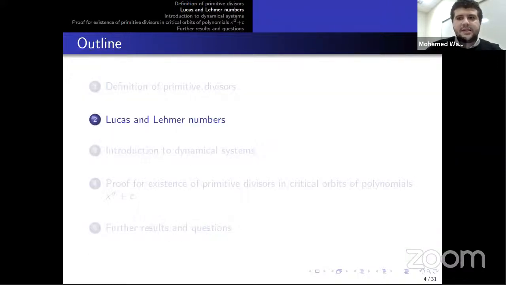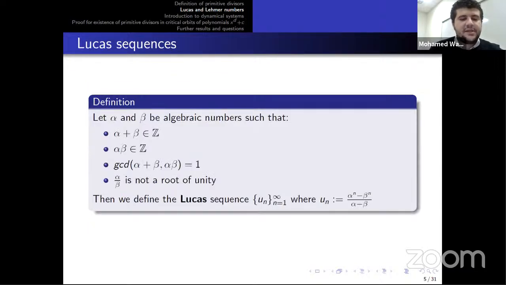So we can discuss some results that were found on some sequences. First, we can discuss Lucas and Lehmer sequences. We start with the definition. For the Lucas sequence, we take alpha and beta to be algebraic numbers such that alpha plus beta is in Z, alpha beta is in Z, and the GCD of these two numbers is 1. They are co-prime. And the last condition: alpha over beta is not a root of unity.